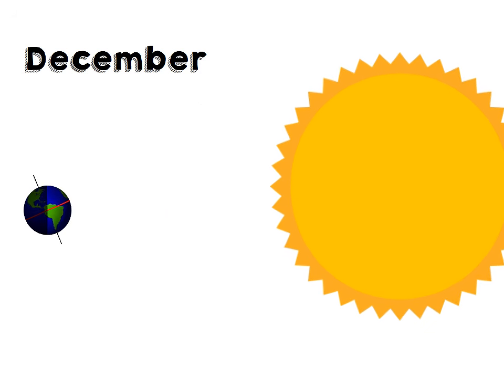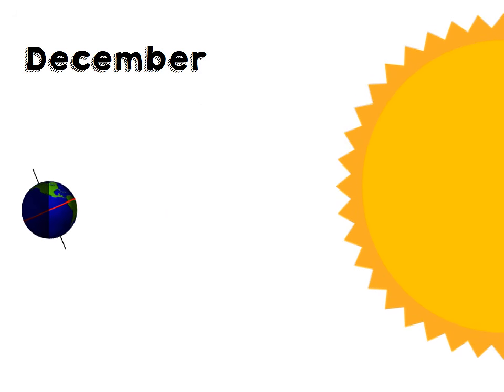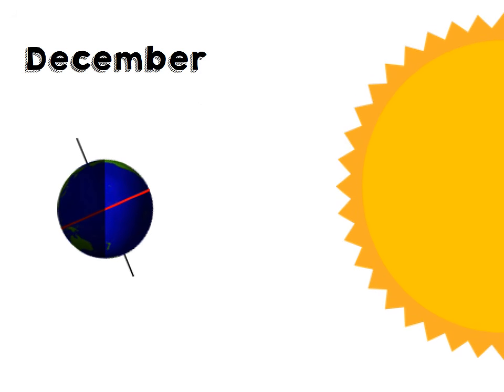Let's compare the amounts of sunlight and darkness in the northern hemisphere now that it's December. The amount of darkness is now much greater than the amount of sunlight that the northern hemisphere receives. This means that the days will be shorter during December and the nights will be longer. In the northern hemisphere, this is wintertime.